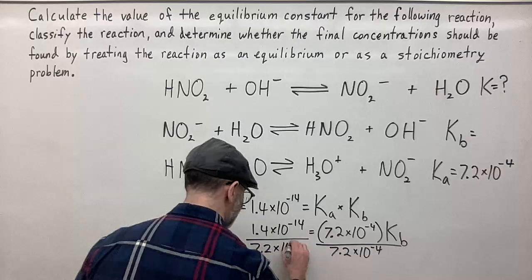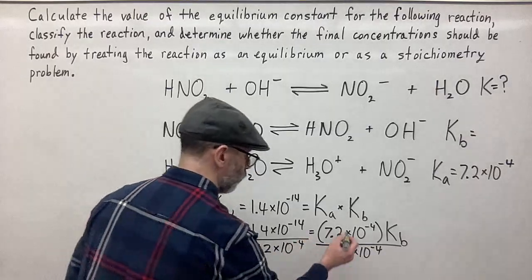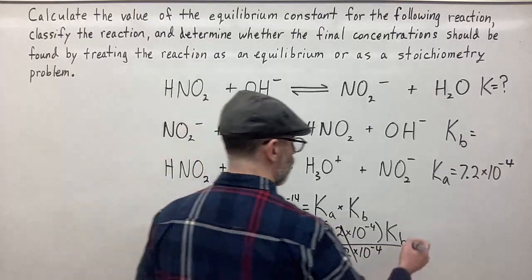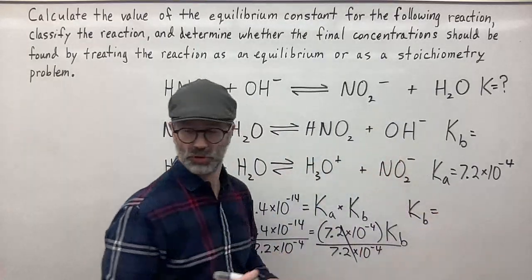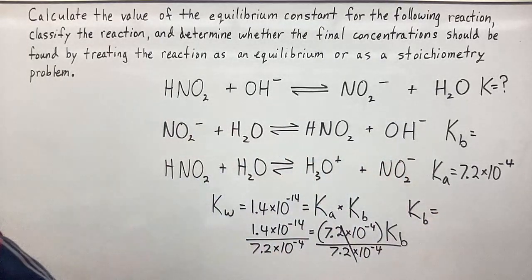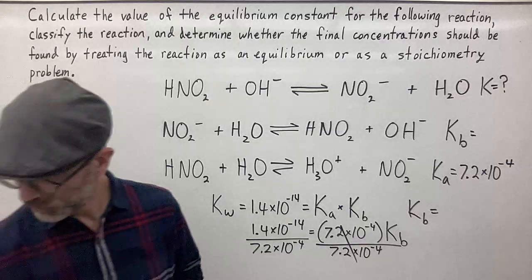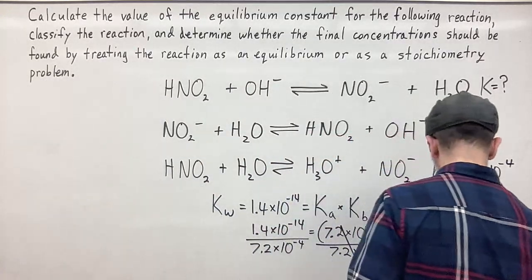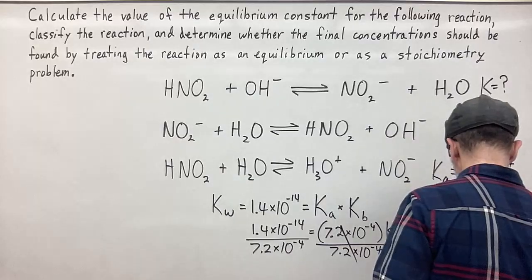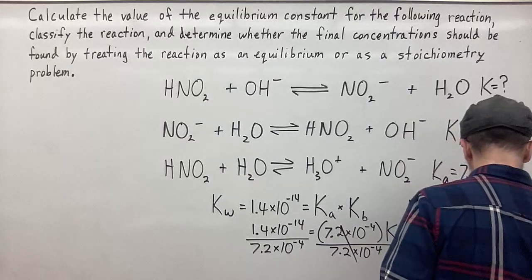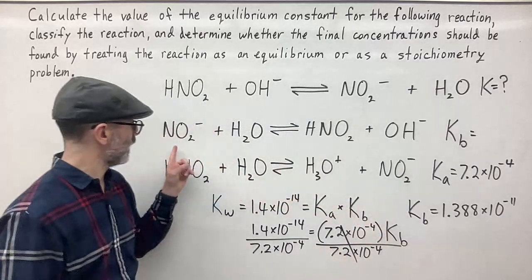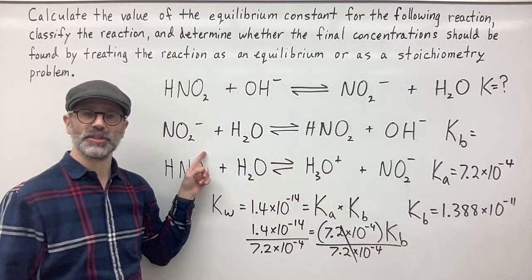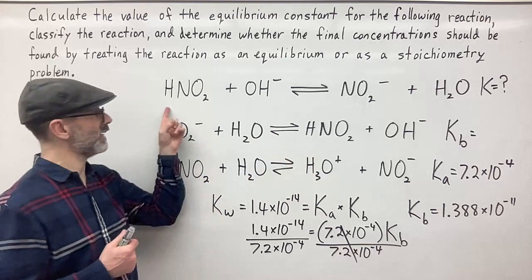7.2 times 10 to the negative 4. So that's going to cancel out. And so now I can find that Kb is equal to 1.388 times 10 to the negative 11. Okay, so now I have the Kb value for this reaction, but we haven't gotten to the K value for this reaction.